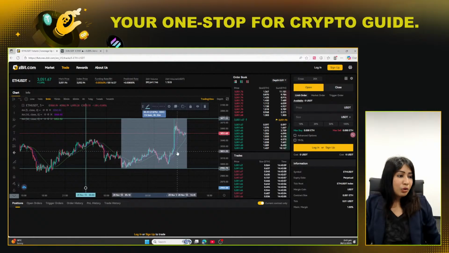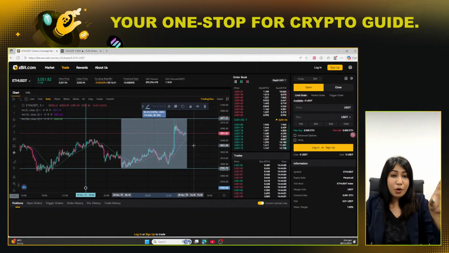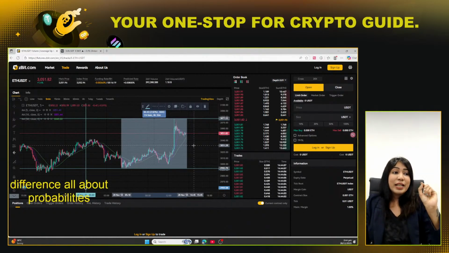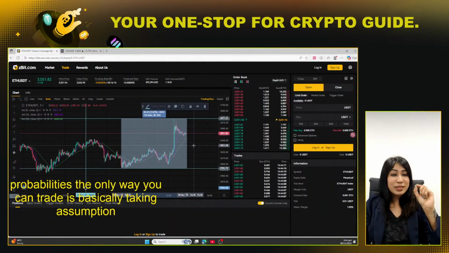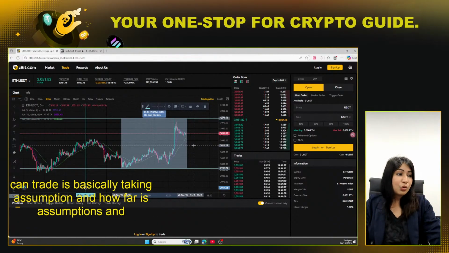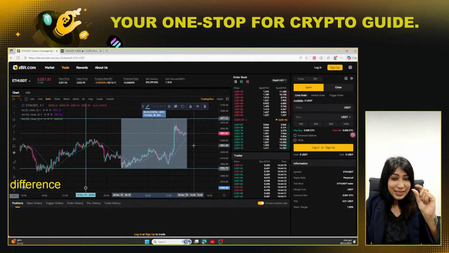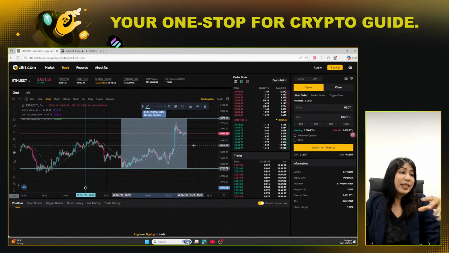So that is how we are assuming, because trading is all about probabilities. The only way you can trade is by taking assumptions, and how far those assumptions and probabilities are going to be true, putting in realistic and calculated things, not overdoing things, not over-calculating things, and not going with illogical things.